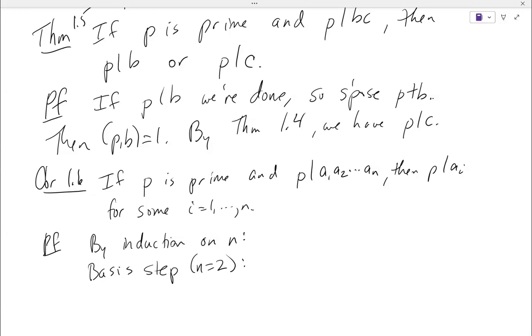Just calling B and C A1 and A2. It's literally what we just proved, isn't it? So our basis step is theorem 1.5. Again, usually in a proof by induction, the basis step is the easier one. You want to plug in the n value that you start with and just verify that you have a true statement. Usually that's the easier of the two pieces to prove for an inductive proof.